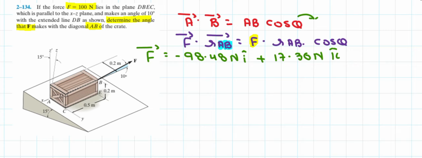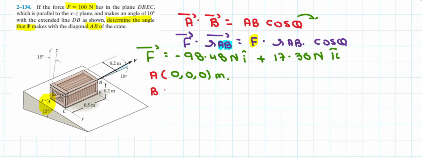Now, what about the position vector RAB? Let's find it out. For RAB, there are two positions: one is A and the other one is B. The position of A, if you look at the question diagram, is this point A, and A lies on the origin. So the location of A is 0, 0, 0 meters, because it lies on the origin.